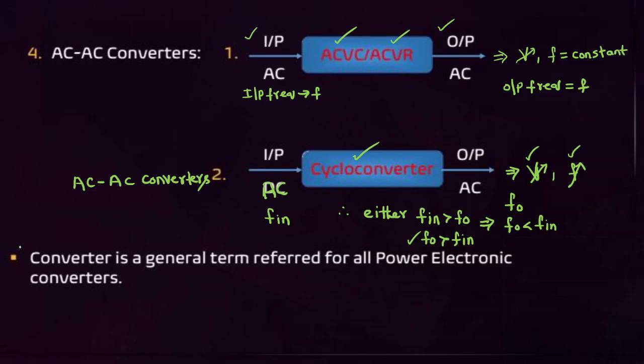This statement I have already given. Please go through this. Converter is a general term referred to all power electronics. Every power electronic circuit is a converter. Rectifier is a converter. Inverter is also a converter. Chopper is also a converter. AC voltage controller is also a converter. Cycloconverter is also a converter. These are the different power electronic circuits that are developed based on the application.